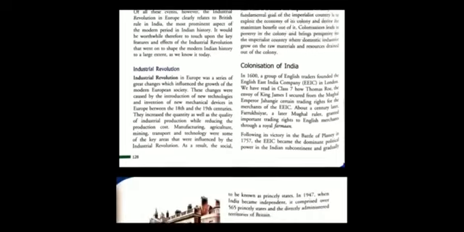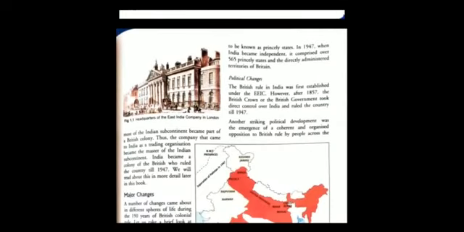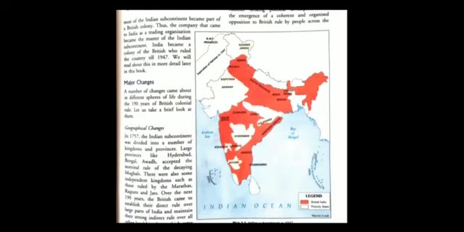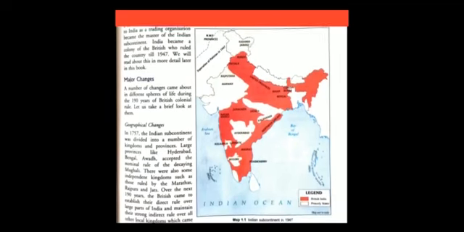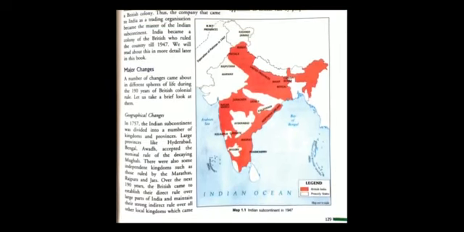Now we can see the changes that came about in different spheres of life during the 190 years of British colonial rule. Let us take a brief look at them. First changes. Geographical change.